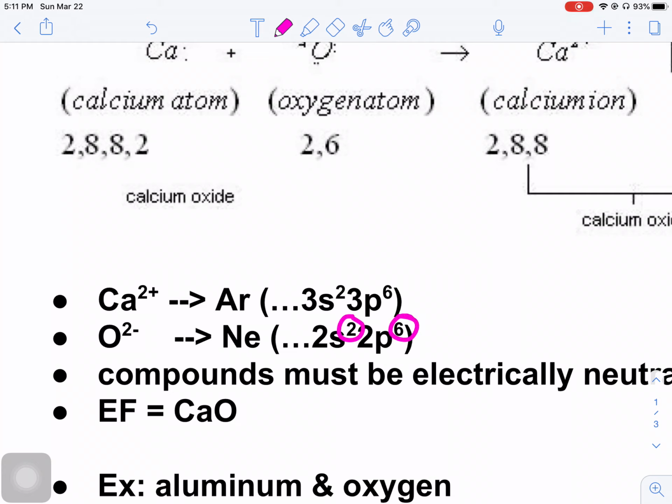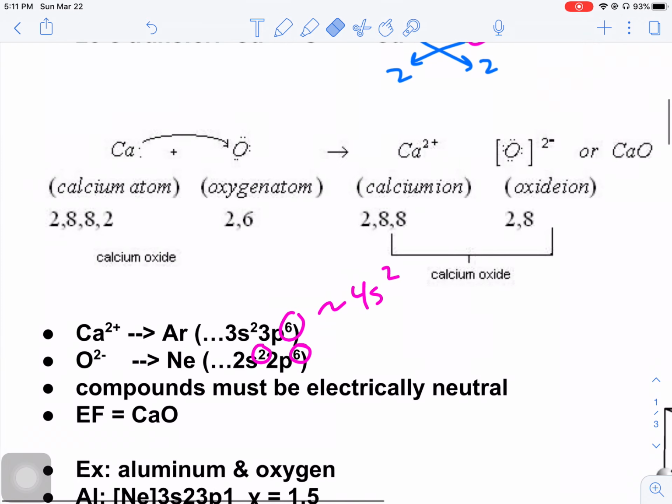All right. When oxygen gains 2 electrons, it's going to have a stable octet. And when calcium loses 2 electrons, it's going to lose those 4s electrons. And when it loses those electrons, now 3s and 3p become the outermost energy levels. So calcium loses 2 electrons to become like a noble gas, and oxygen gains 2 electrons to be like a noble gas.